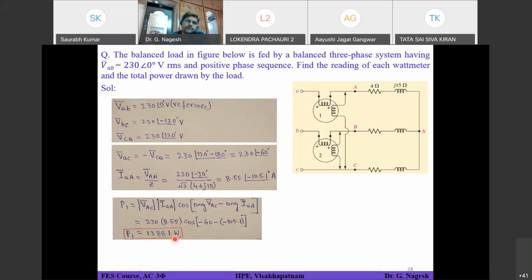P1 is given as, since it is connected in phase A, you will have IAA, and it is connected between A and C potential coil. So VAC into IAA into cos of angle of VAC minus angle of IAA. So it will be 230, your line voltage, and 8.55, your current, cos of angle of VAC, which is minus 60 degrees, minus of minus 105.1. Right, so you will get 1838.1 watts. That will be your P1 reading. Did anyone of you get this answer? Try to check one more time. You should get this value.